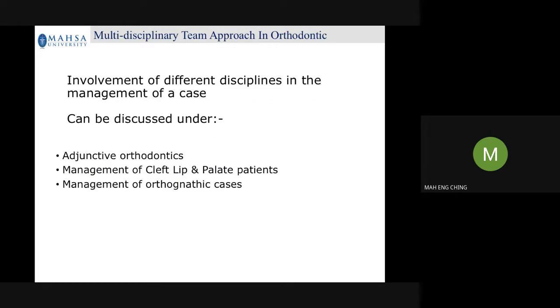So it simply means the involvement of different disciplines in the management of one case. It can be discussed under a few topics, but today we're just going to focus on adjunctive orthodontic. Management of cleft lip and palate patients, I think we discussed before. And then management of orthognathic cases also we discussed before. So today we're just going to focus on the first topic, which is adjunctive orthodontic.